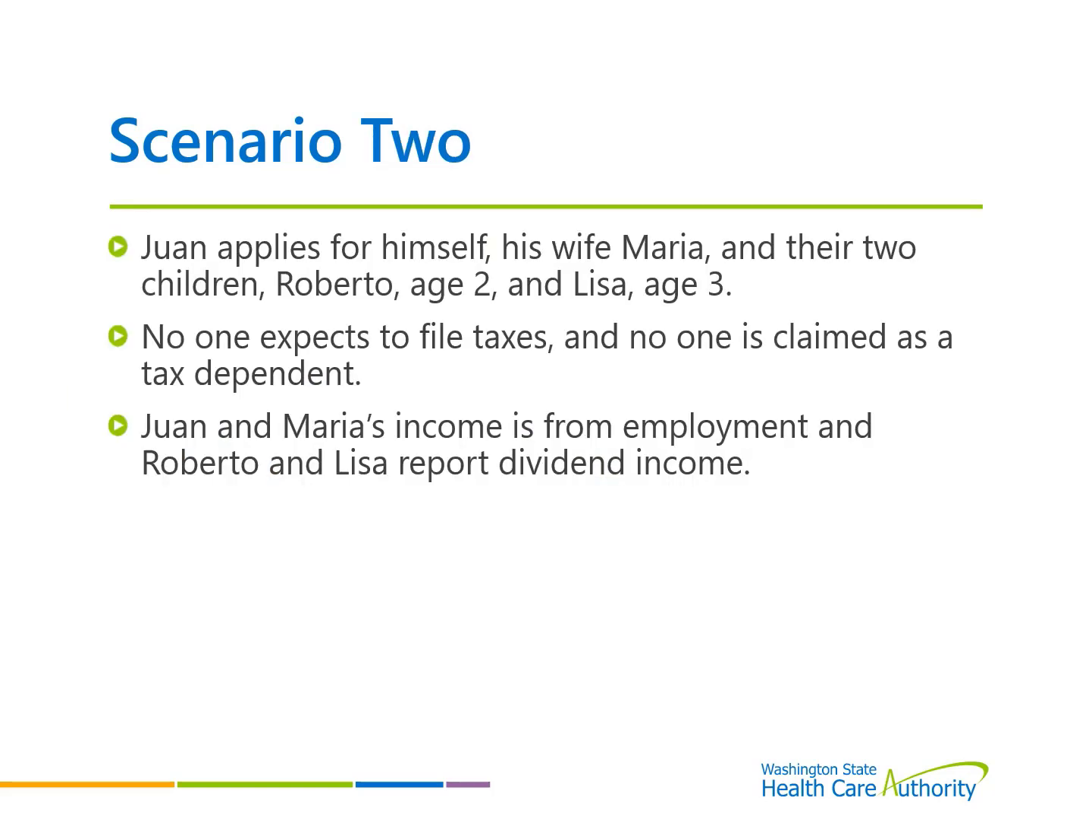Scenario 2. Juan applies for himself, his wife Maria, and their two children, Roberto, age 2, and Lisa, age 3. No one expects to file taxes, and no one is claimed as a tax dependent. Juan and Maria's income is from employment, and Roberto and Lisa report dividend income.